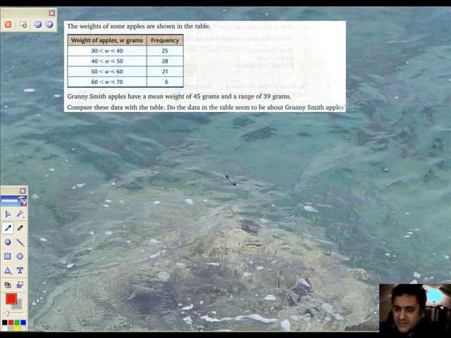Right, hello everyone. This is the last question I'm going to do in this section. It's taken from the assess. This is assess from question 9. It's a beautiful little question. It says the weights of some apples.